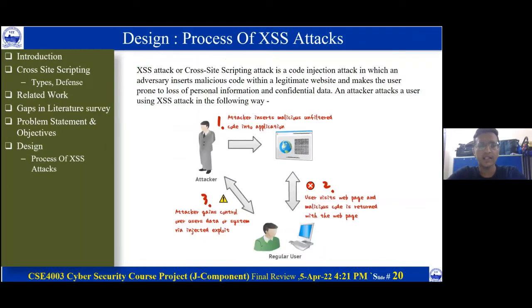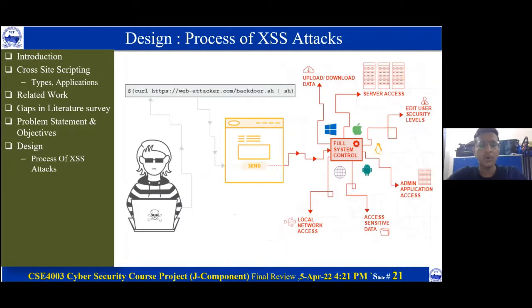Here is the design of how an XSS attack takes place. First, the attacker injects code into the target website, and when the user accesses the targeted website, the malicious code is transferred to the user's browser, and hence the attacker gains control over the user's data or system via the injected exploit. This design gives an overview of what level malicious code through XSS attack can control the system. It controls the application. It accesses the admin applications, edits user and server security levels, accesses sensitive server data, and gains local network access.